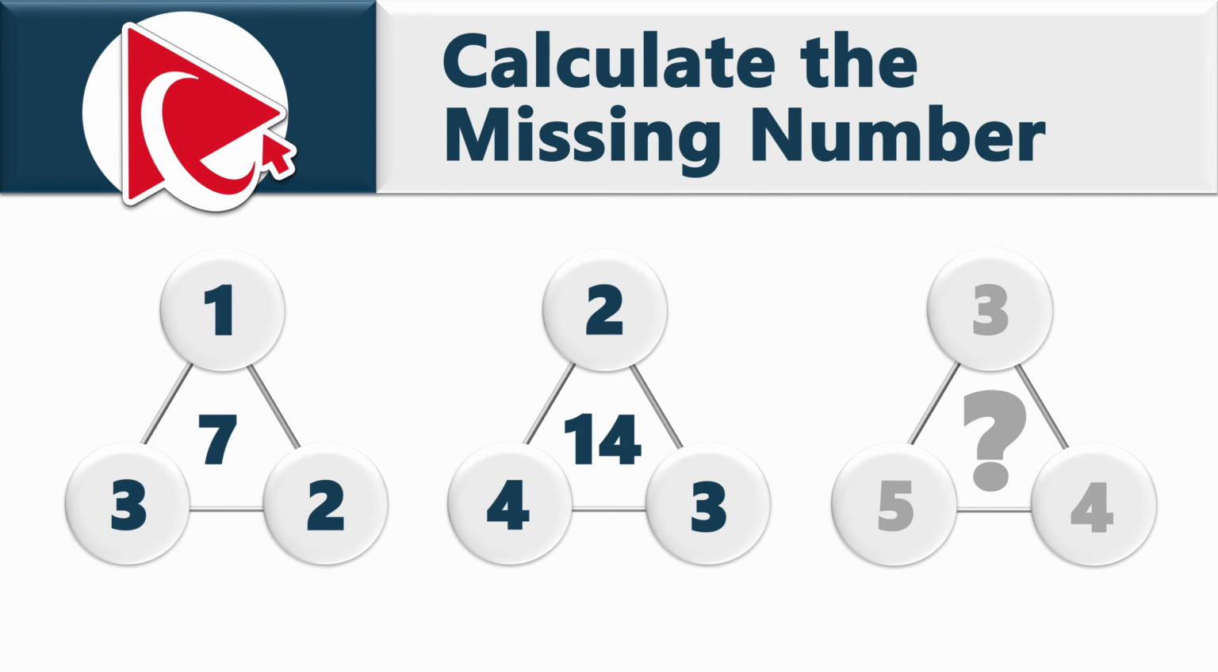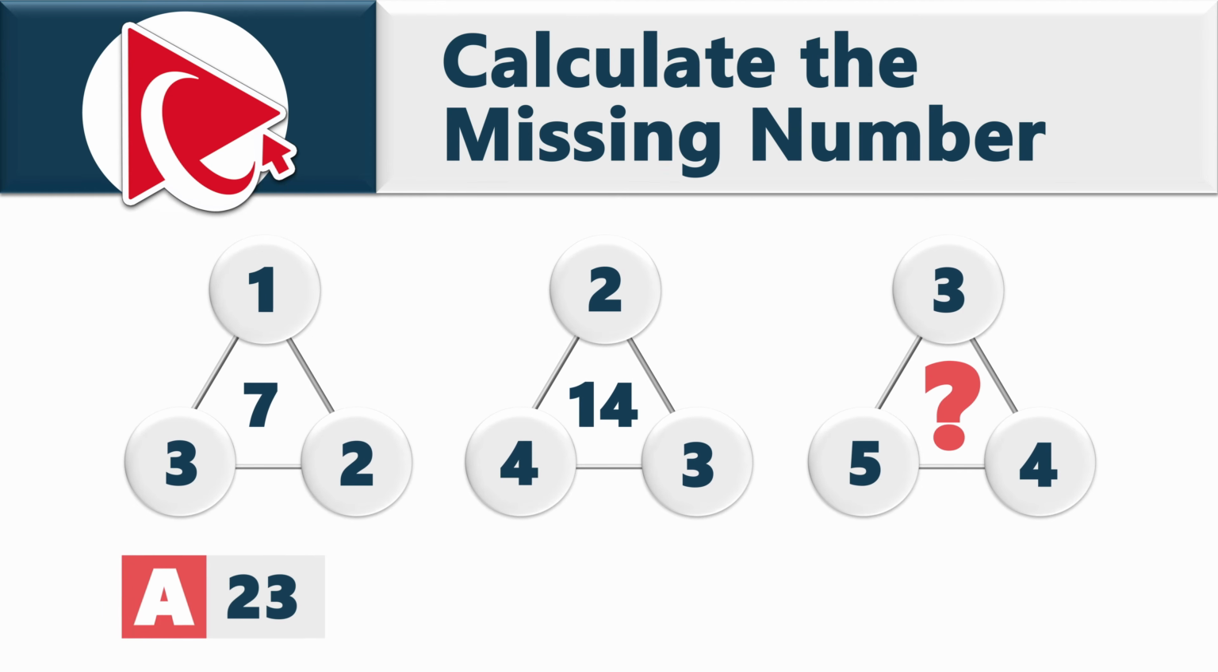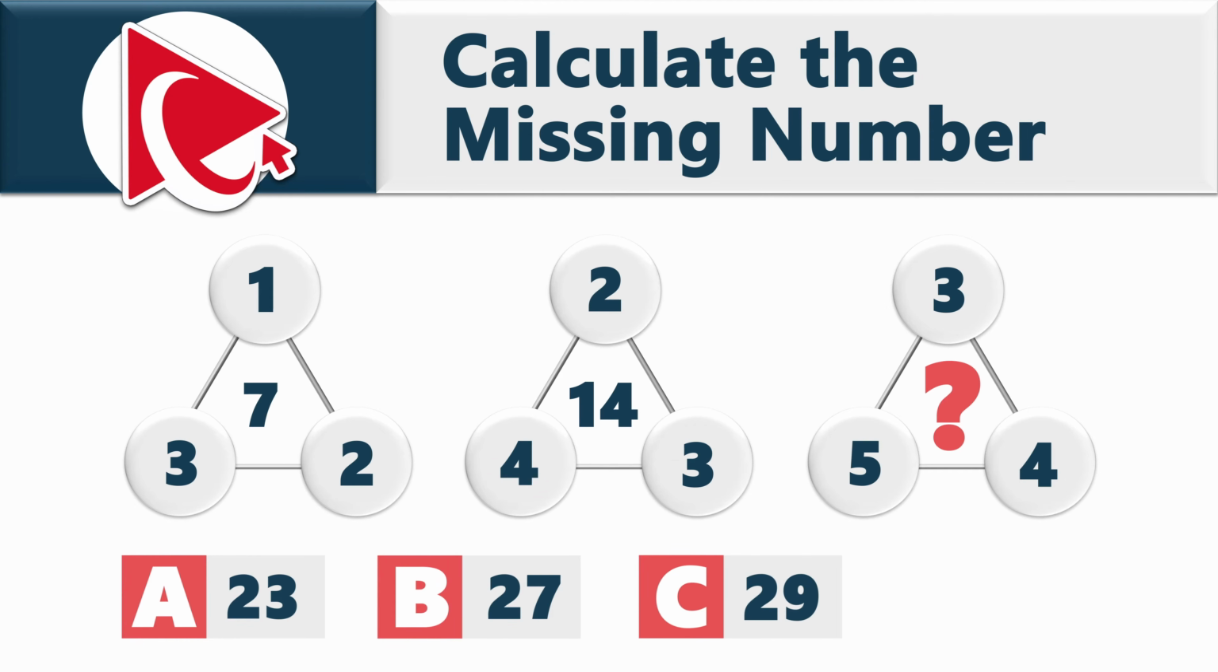Then the third triangle has numbers 3, 4, and 5. Again, I see the pattern repeating. And then the missing number in the middle, which you need to calculate and select out of 4 possible choices. Choice A, 23. Choice B, 27. Choice C, 29. And last but not least, choice D, 37.